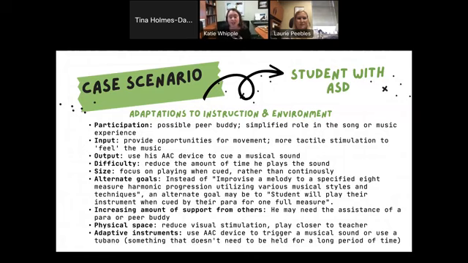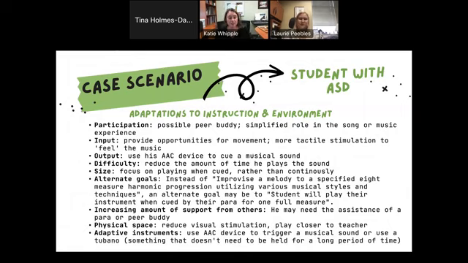The input. Providing opportunities for movement would be really helpful for this student, along with more tactile stimulation to help him feel the music. He really seemed to have that support to experience the music itself. As far as output, we noticed that he's non-speaking, right? He was using an app, like the high-tech apps for AAC devices we looked at earlier. He was using essentially a yes-no app.